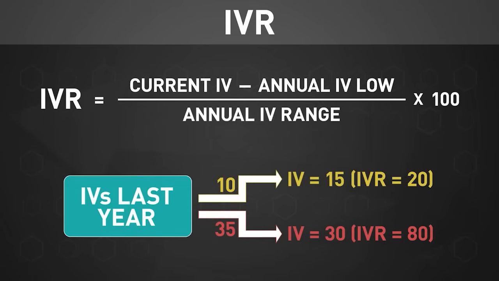For example, let's say that last year's implied volatility ranged from 10 on the low end to 35 on the high end. If the implied volatility right now is at 15, then the implied volatility rank is going to be sitting at 20. The implied volatility is 20% into the distribution of all implied volatilities from the last 12 months. Similarly, let's say that the implied volatility were 30 based on last year's range of 10 on the low end to 35 on the high end. Now, the implied volatility is 80% into its distribution or range from the last 12 months. So this would lead to an IVR of 80.